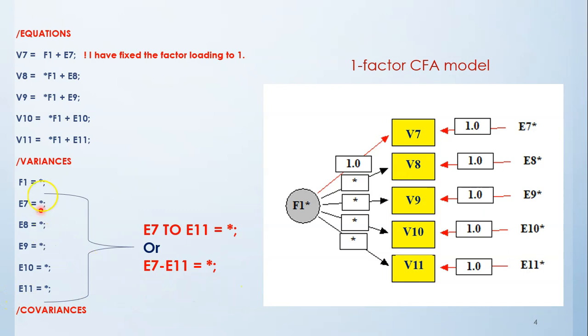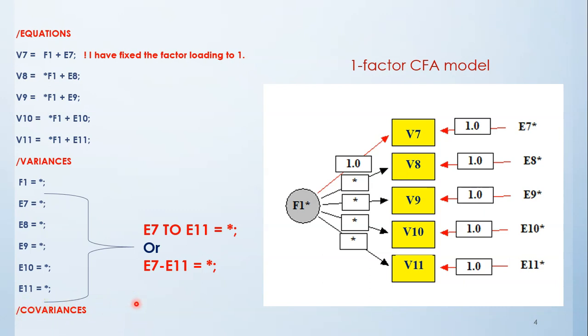And note that you can also summarize these variances into these 2 formats. For example, for E7 to E11, because all of them are in a sequence and they will be estimated, you can use E7 to E11 is equal to asterisk, or E7-E11 is equal to asterisk. Obviously, we don't have any covariances in this model. That's why you cannot see any covariances specified here under covariances section.